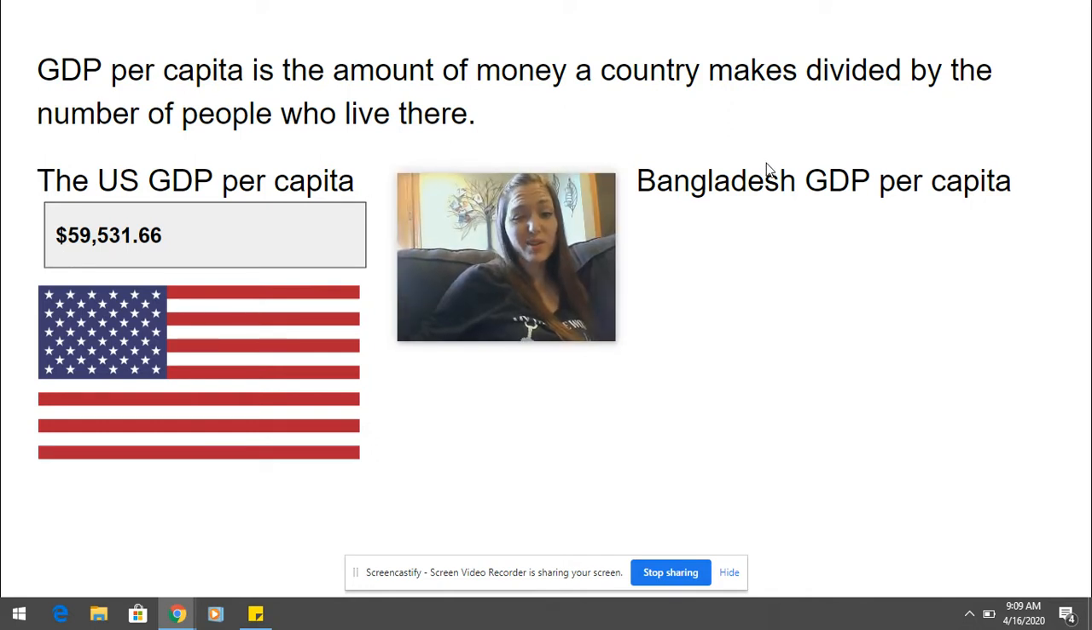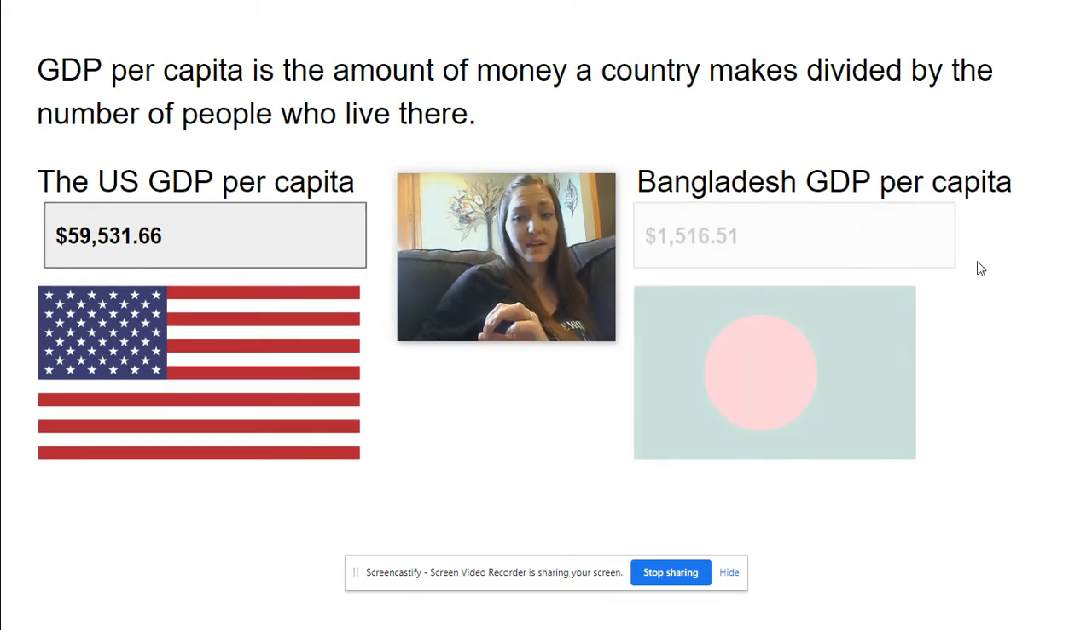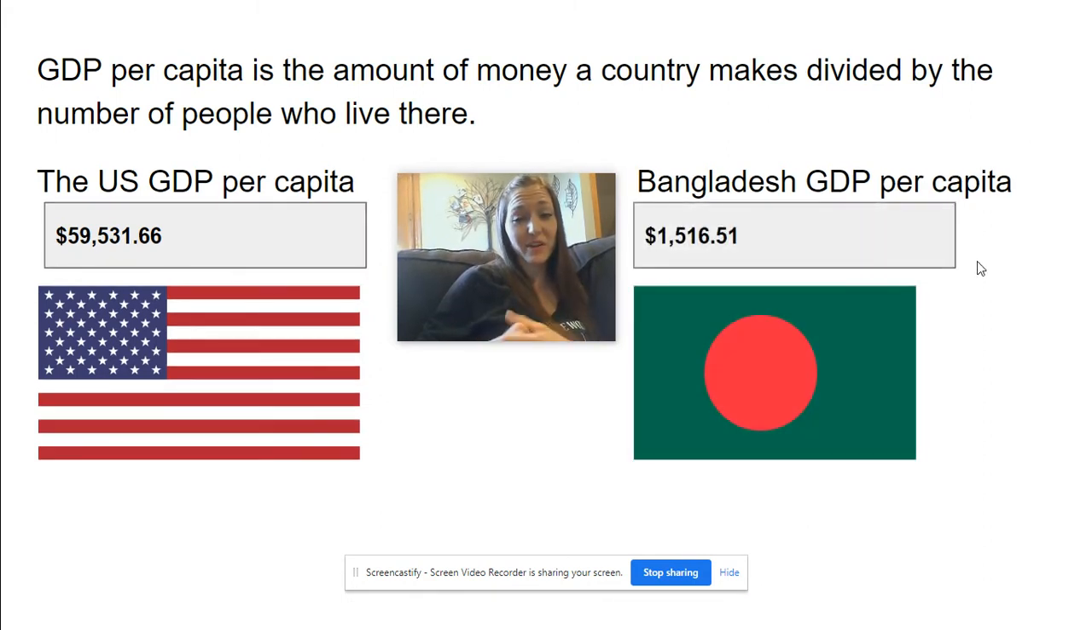If we were to do the same thing in Bangladesh, if we were to take all the money they make in a year and divide it by the amount of people who live there, each person would get $1,516.51. So using this number, we can see that Bangladesh has a real big poverty issue.